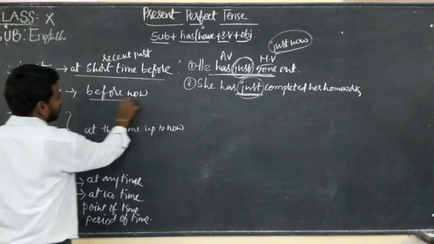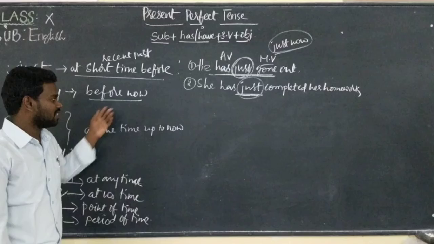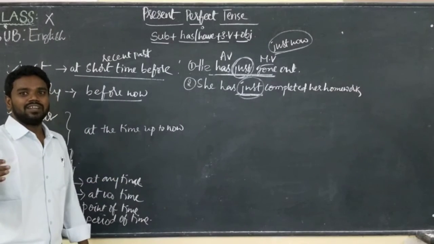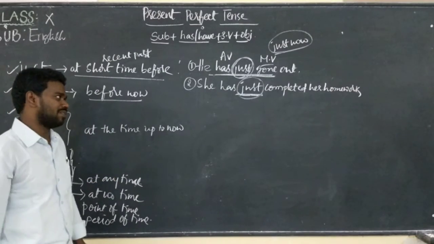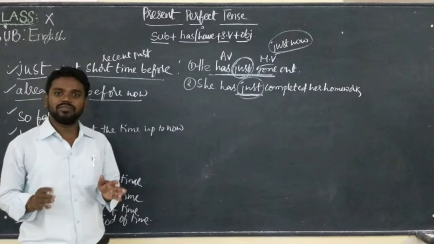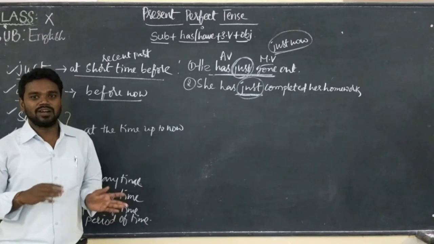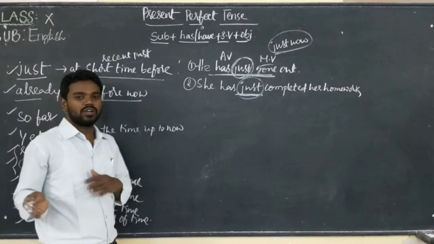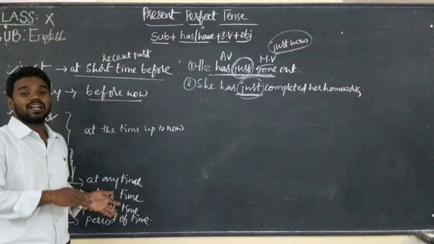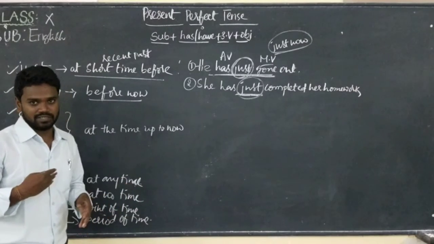Now let's go to already. Already means before now. Already is used in present perfect tense when something happened earlier than expected. For example, I have given you some work, and I asked you to complete it by 5 o'clock today. So you completed it by 3 o'clock. What did you do? You have already completed the work, earlier than I expected.